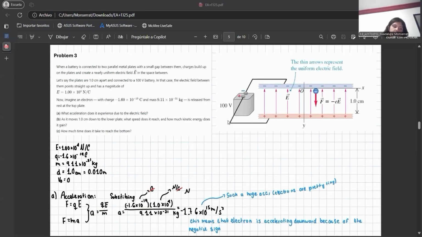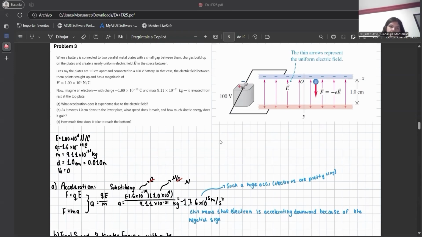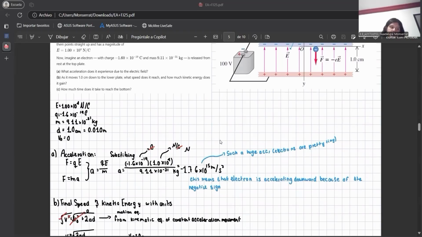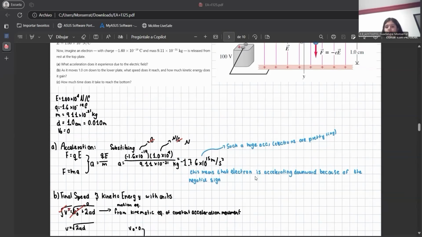Problem 3 involves an electron moving in a uniform electric field generated between two plates. In part A, we calculated the acceleration using Newton's second law, and we solved for a using also this other formula, and that's the answer that we get. It's such a huge acceleration, but it is because electrons are pretty tiny. This means that the electron is accelerating downward because of the negative sign.